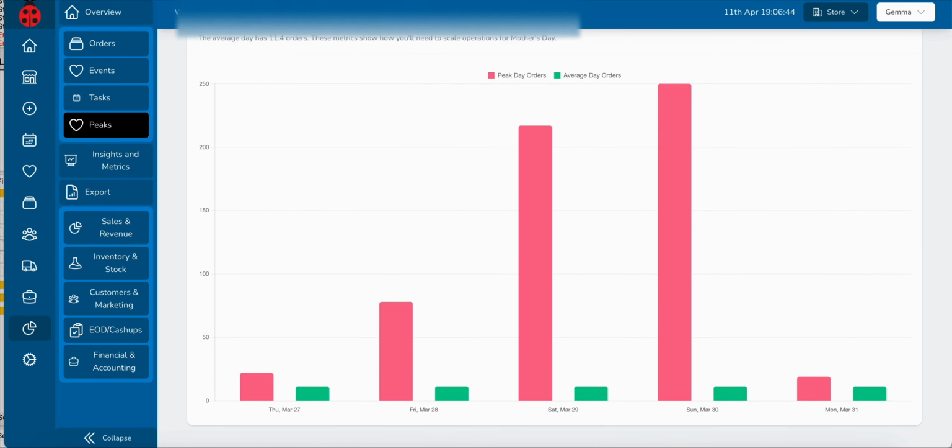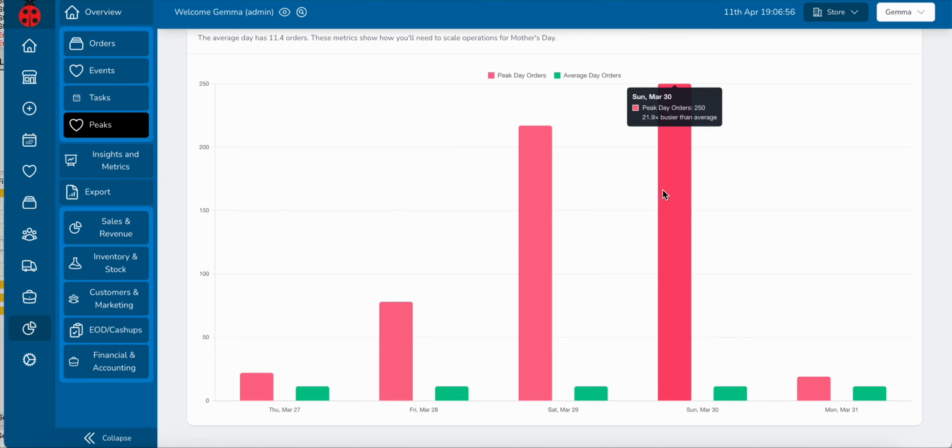So over here, this is quite an interesting graph because it actually shows you how many orders you were doing on each day compared to your normal day. And you can see there 21 times busier than normal on the Sunday. 19 times busier than normal on the Saturday. These figures are really useful for you, even if you've been in floristry for a long time.